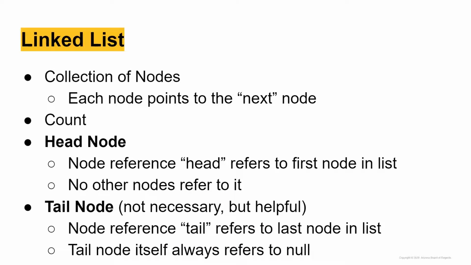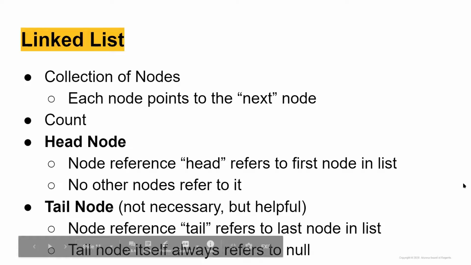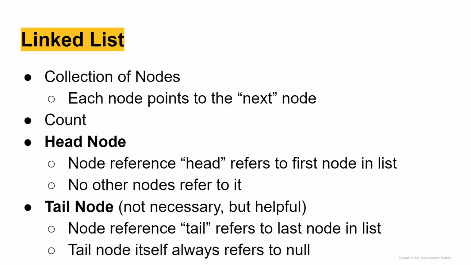All right, now let's talk about a linked list. So in theory, a linked list is just a collection of nodes. Each node, again, has its information and its reference to the next node. And then the linked list is just a series of nodes which point to each other sequentially. So like I said on the slide, each node points to the next node in the list. And it also contains a count, just of how many nodes there are in the list.